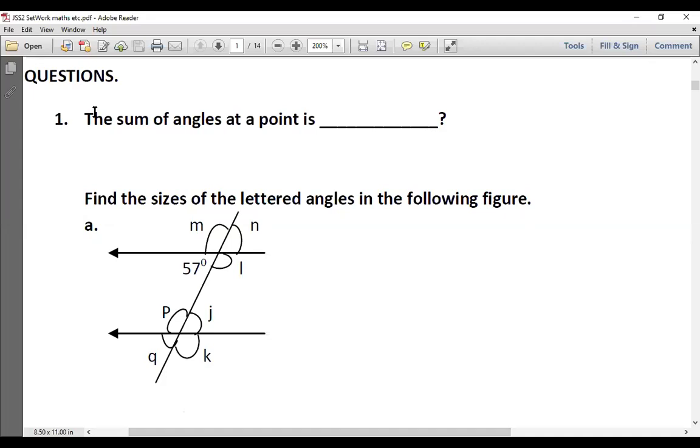Now, the first one here says the sum of angles at a point is dash. I want to assume you all know that. But in case you don't, I'll unmute you one after the other to tell me what your answer is, or what you think your answer is, and why you think that is the answer. Okay, the sum of angles at a point is what? Then find the sizes of the lettered angles in the following figure: M, N, L, P, J, Q, and K.